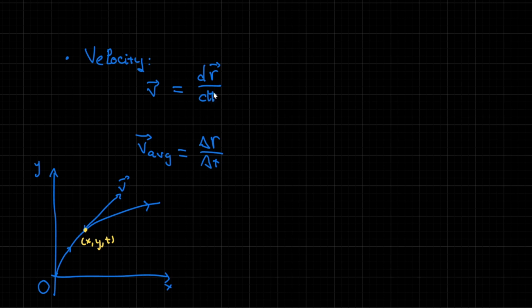And now let's talk about velocity. We will do exactly the same as how we did before, but this time it is the derivative of the position vector with respect to the time t, and we will also have the average velocity vector equals the delta r over delta t.